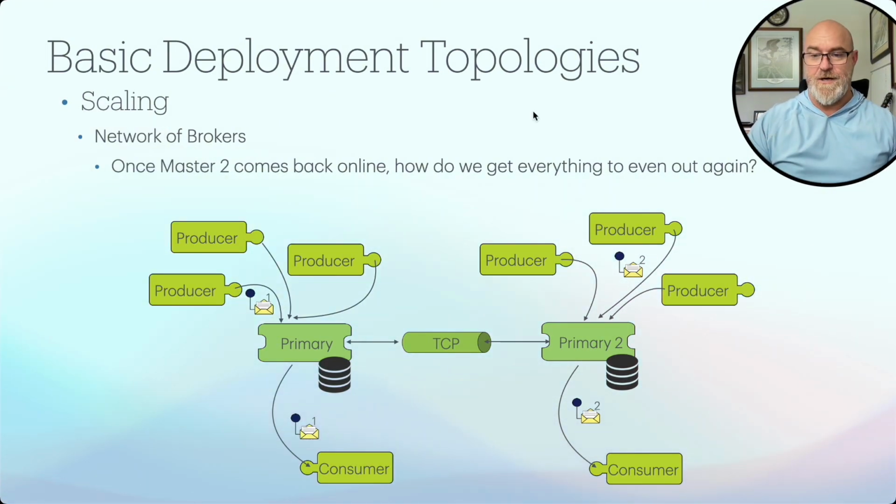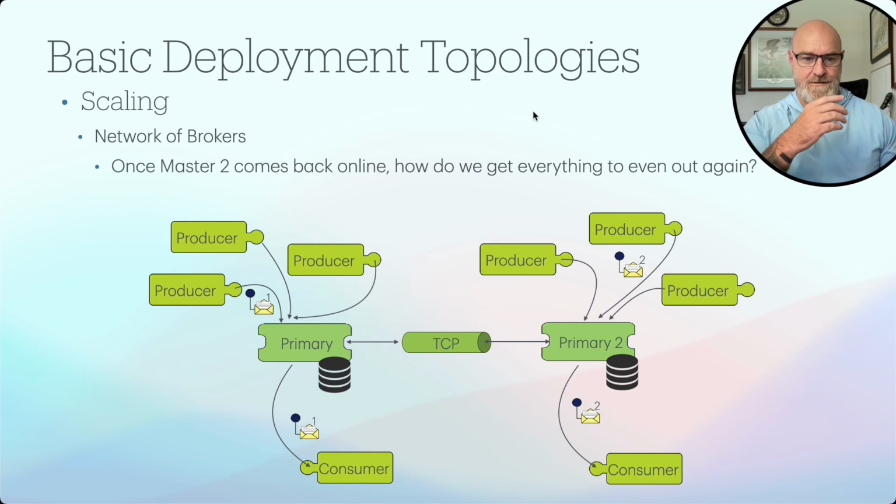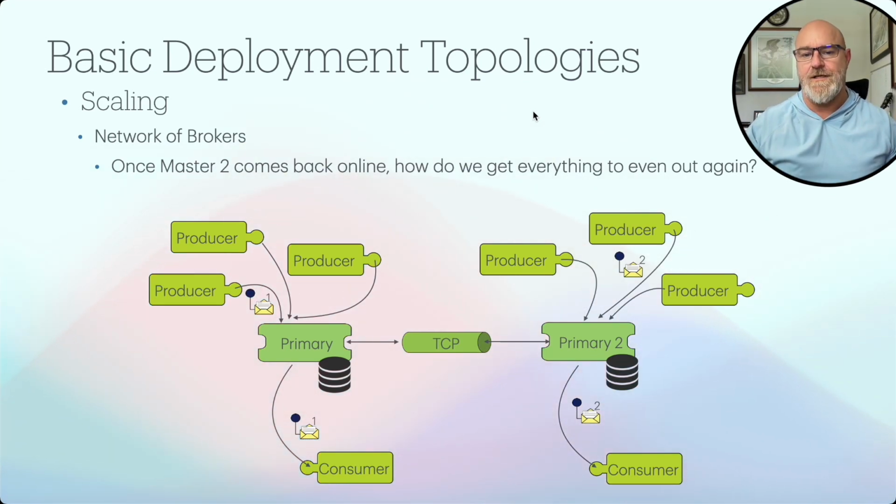So here the topology is reset, right? The primary 2 comes back online and the primary reestablishes that TCP connection, and you want your topology to go back to the way it was, right? Because if you don't, all of your producers and all of your consumers will still be attached to the primary. So in this scenario, we want to make sure that the topology knows I want to reset this.